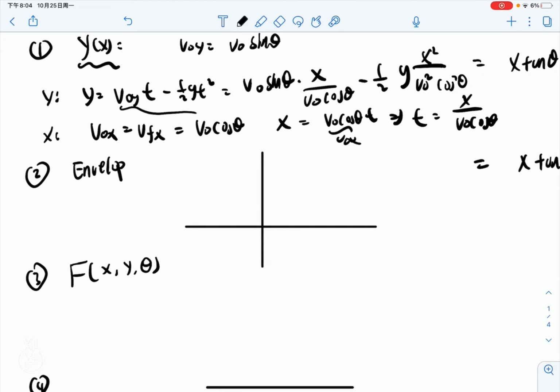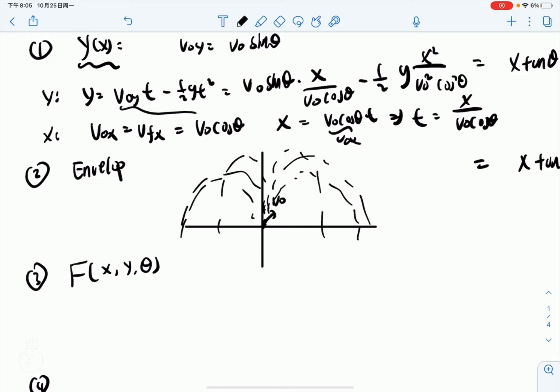If you have the same velocity and you launch it at different angles, you'll get a different graph, which is similar to this. So the envelope basically covers all the trajectories. Here is the envelope that covers all the points inside the projectiles. And how do we find this?